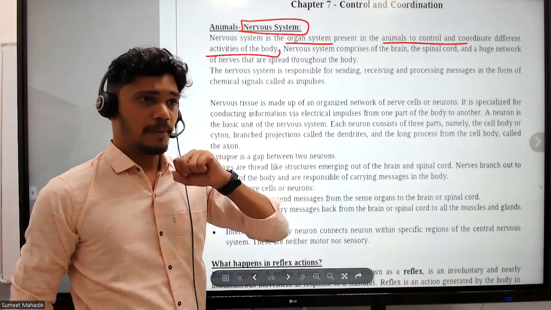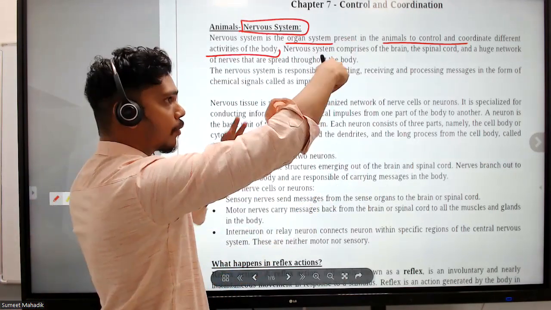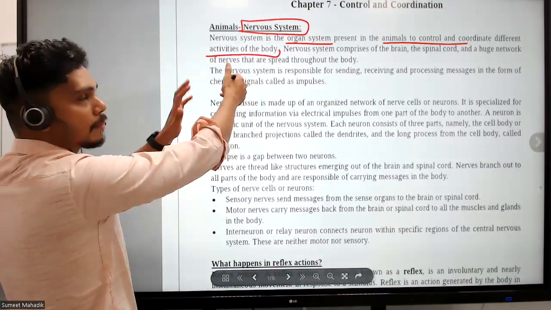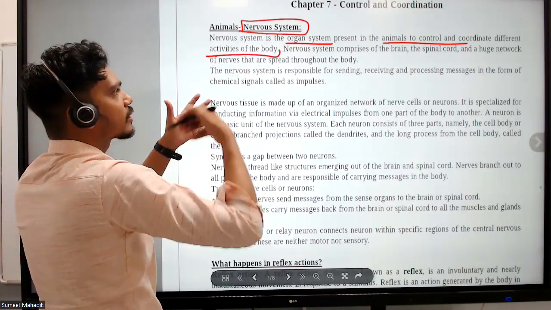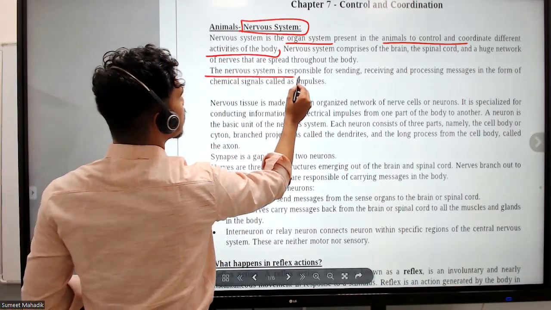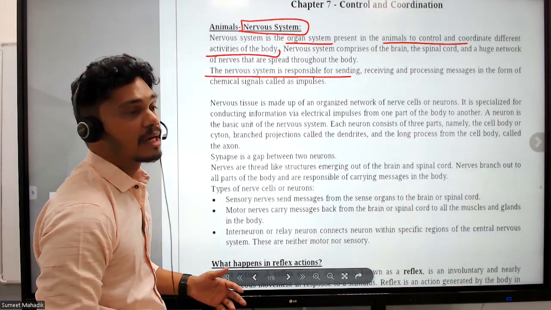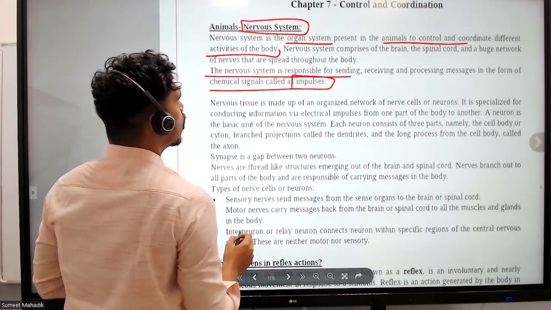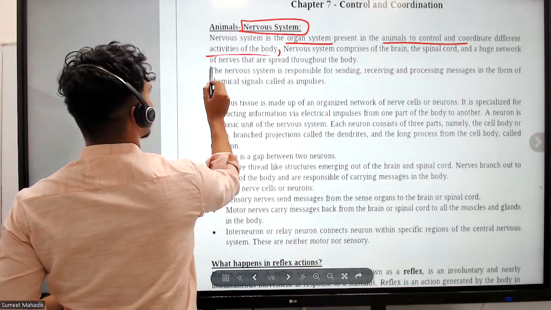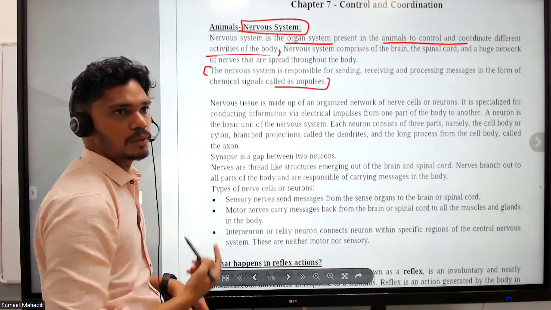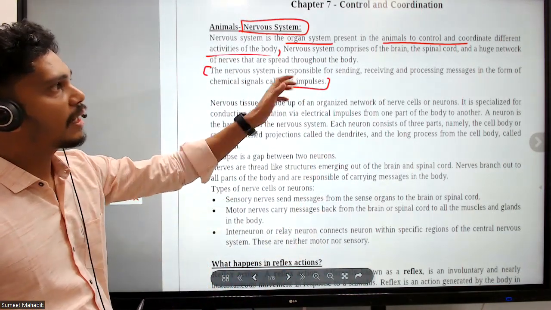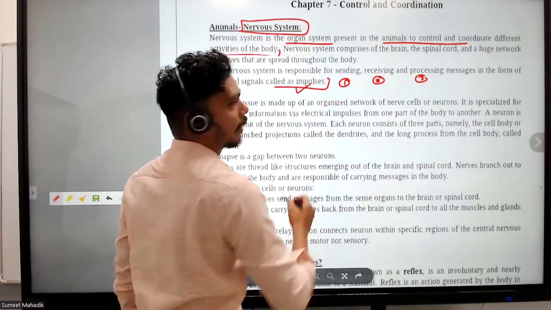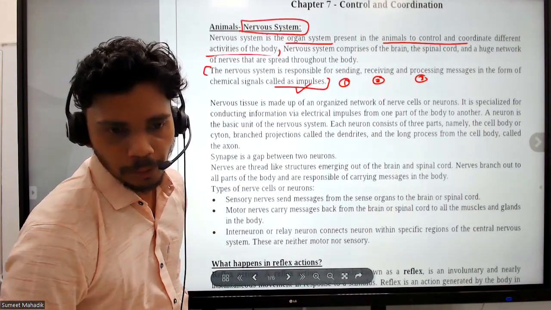If I'm walking, if I'm talking, if I'm using this pen, some coordination is happening between my brain and my hand. The brain is giving a signal to the muscles of the hand. The nervous system is responsible for sending, receiving, and processing messages in the form of chemical signals called impulses. In the examination, if you are asked what an impulse is, you have to write this definition. Please note it down: sending, receiving, and processing. First is sending, second is receiving, and third is processing. It's called an impulse. Please write this in your book.